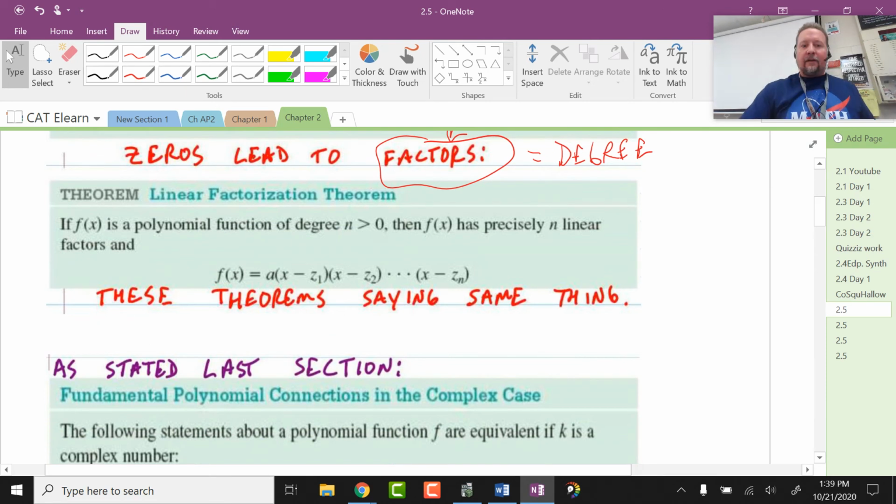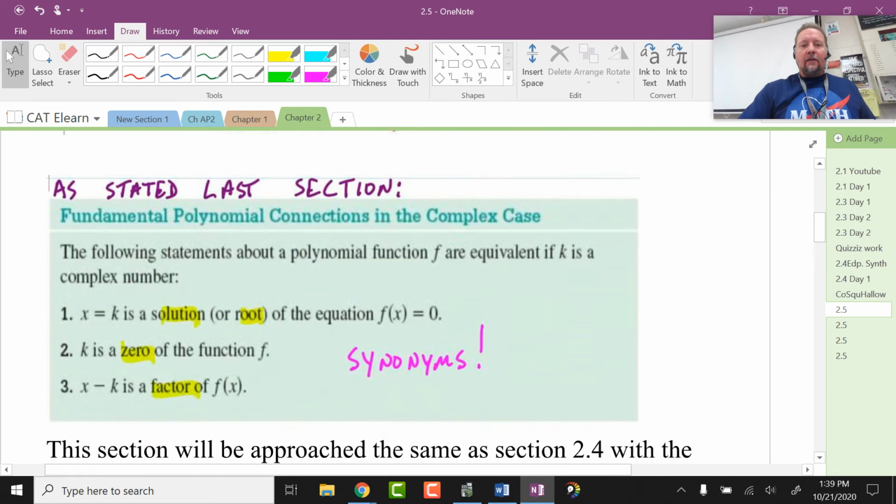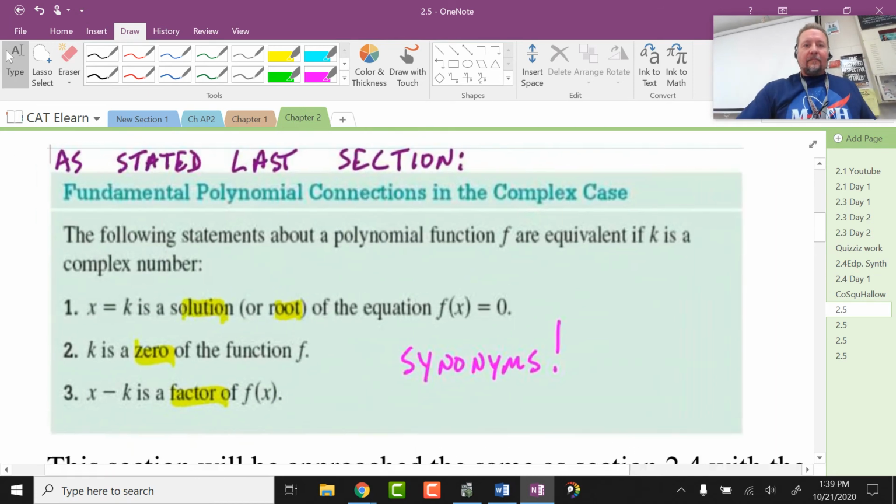All right, the friend's back. All right. And then, as stated last section, turn the camera off now.